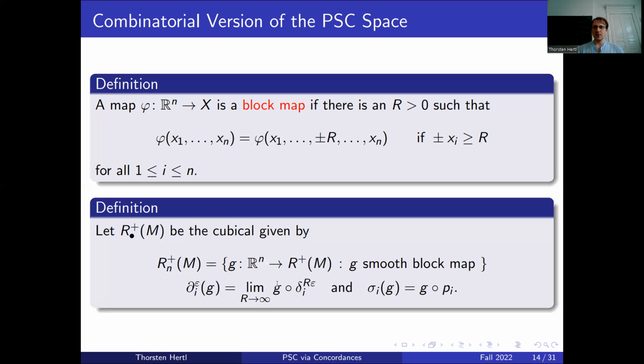And it's an easy calculation to show that this is indeed a cubical set. And it's also not so hard to show that the geometric realization of this cubical set is a CW approximation of the space of PSC metrics. So there's a canonical weak homotopy equivalence to the space of PSC metrics. Therefore, the geometric realization of that model has precisely the correct homotopy type. We can work with this cubical set instead of the original space. So this is the translation.